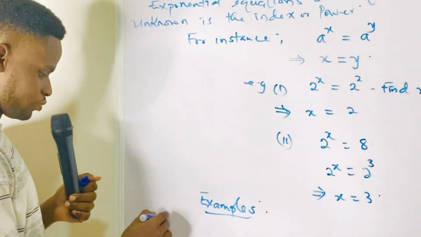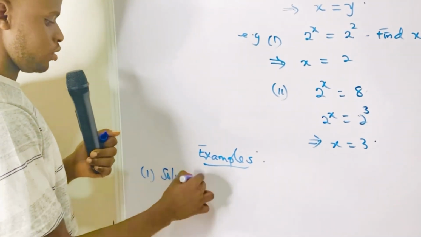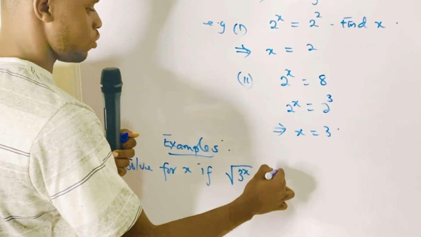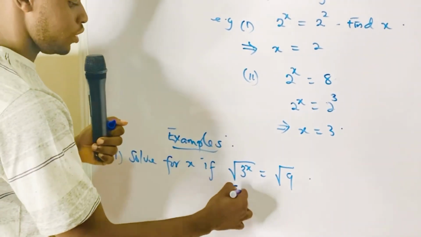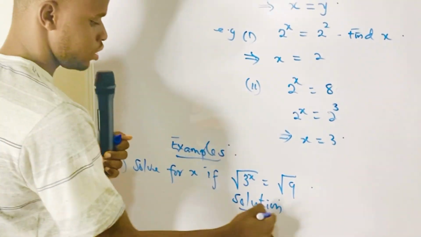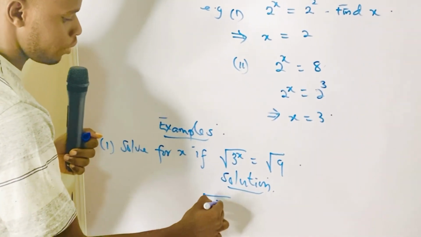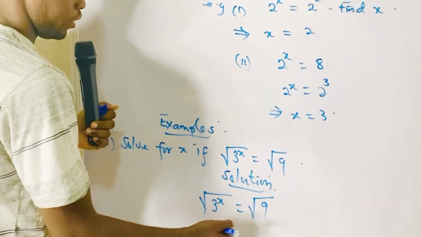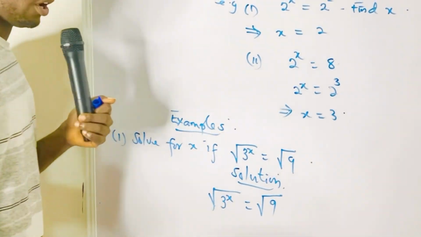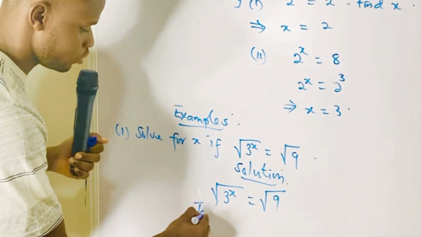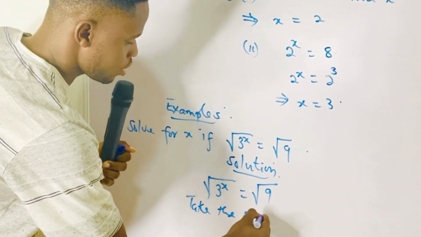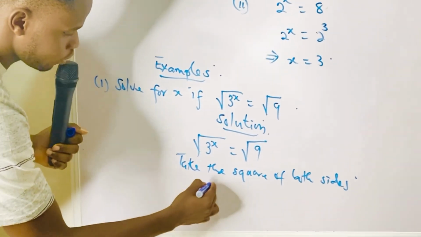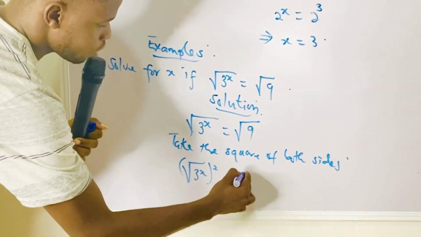So if I ask you to solve for x, let's say you have square root of 3 raised power x equals square root of 9. To solve this is very simple once you know what you are doing. You are seeing square roots at both sides. The first thing I do is to eliminate the square roots. And how can you eliminate square roots? You take the square of both sides. So the first thing is take the square of both sides.